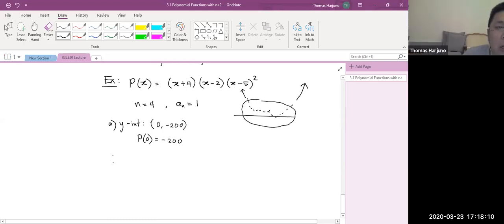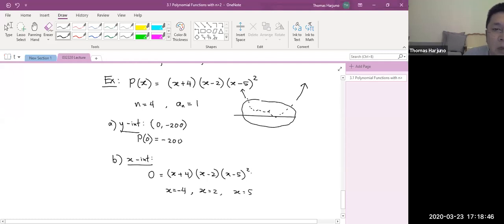Now, second, how about the x-intercepts? To find the x-intercepts, I set p(x) to be 0. The nice thing is, because it's already in factor form, we get all the zeros right away. So the x-intercepts are x equals negative 4, x equals 2, and x equals 5. Notice that because the exponent for x minus 5 is 2, we say x equals 5 is a zero with multiplicity of 2.